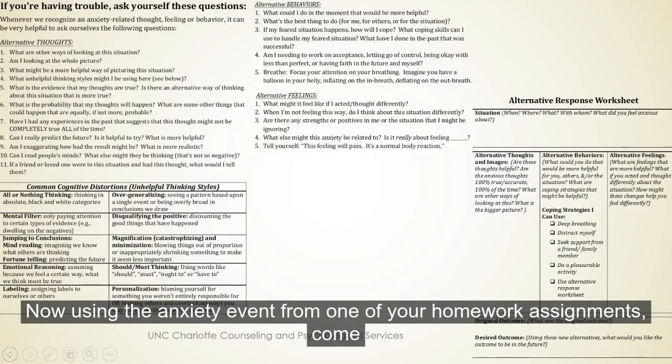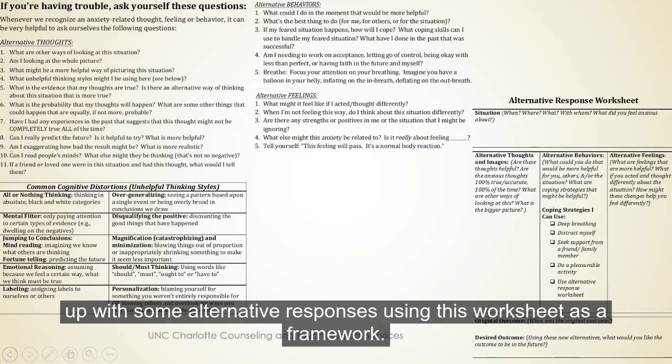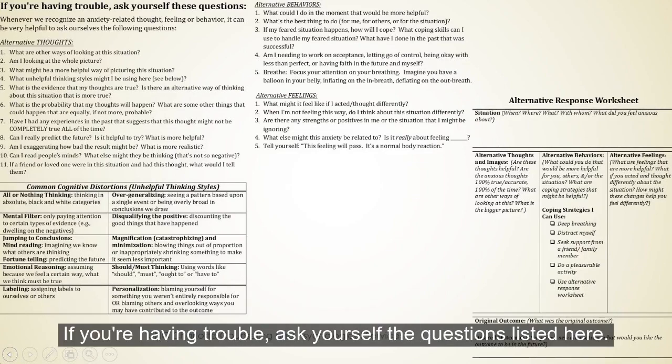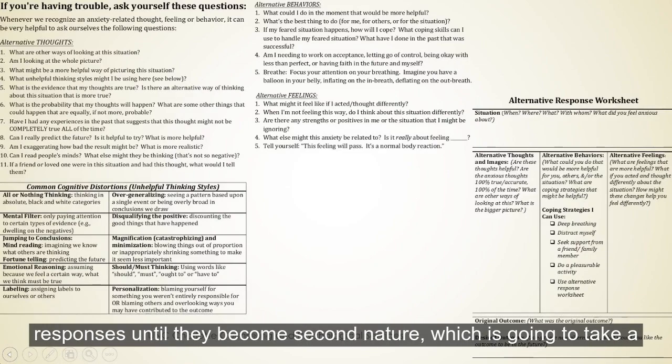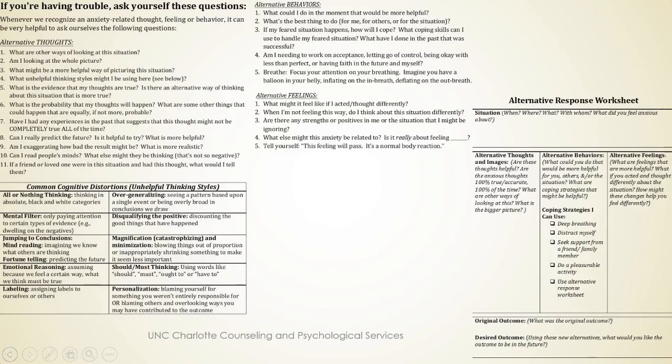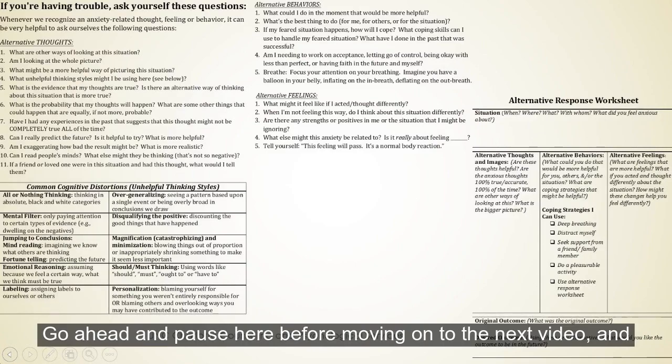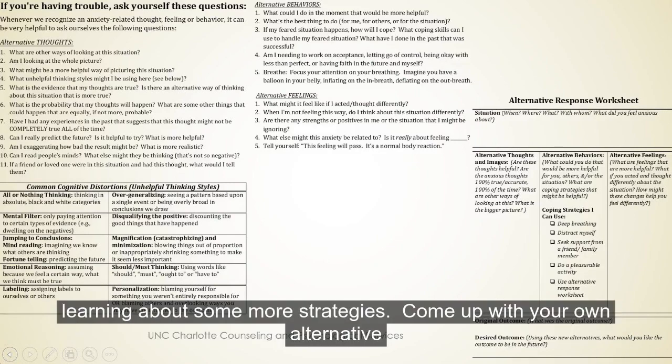Now, using the anxiety event from one of your homework assignments, come up with some alternative responses using this worksheet as a framework. If you're having trouble, ask yourself the questions listed here. These questions are intended to guide you to think of alternative responses until they become second nature, which is going to take a lot of time and practice. Go ahead and pause here before moving on to the next video and learning about some more strategies. Come up with your own alternative responses.